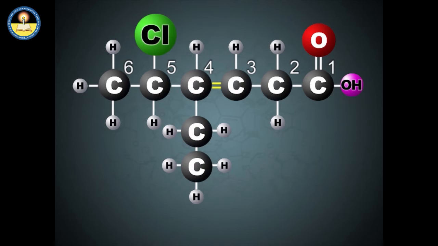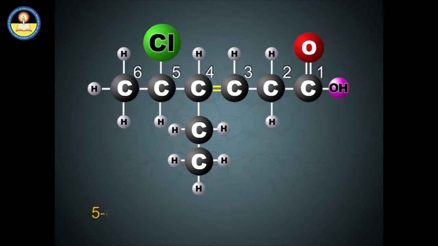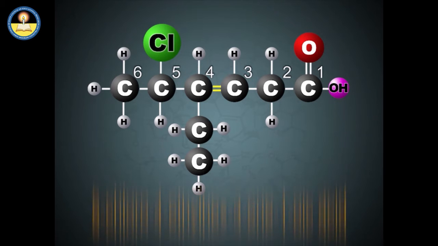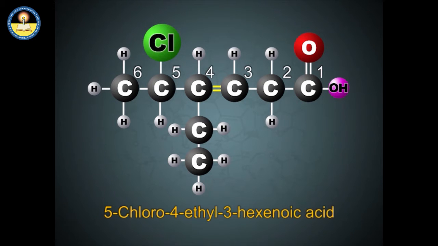Its IUPAC name can be written as 5-chloro, 4-ethyl hex, 3-ene, 1-oic acid. Hence the IUPAC name of the compound is 5-chloro, 4-ethyl, 3-hexenoic acid.